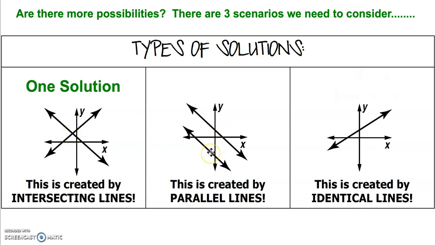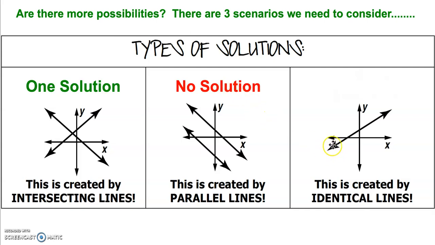What about when the lines don't cross ever, when we have a set of parallel lines? Will we have a solution to the system then? Well, no, because the lines never intersect. So this is where we have no solution. There's never going to be a point that works for both equations.